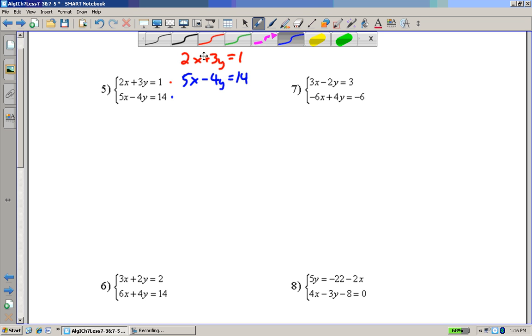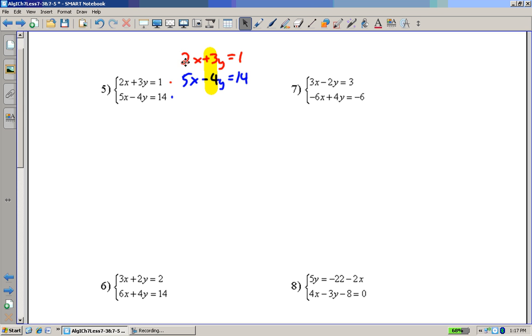Now let's investigate. The x looks like it's easy enough to solve for. Multiply top one by 5, bottom by 2. You know what? The y's, though, I can multiply top by 4, bottom by 3, but it already has the negative taken into account. I think I'm just going to solve for the y's.